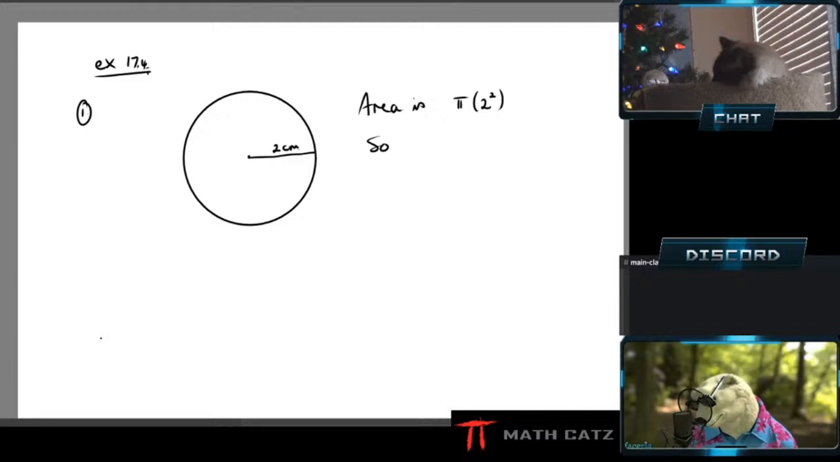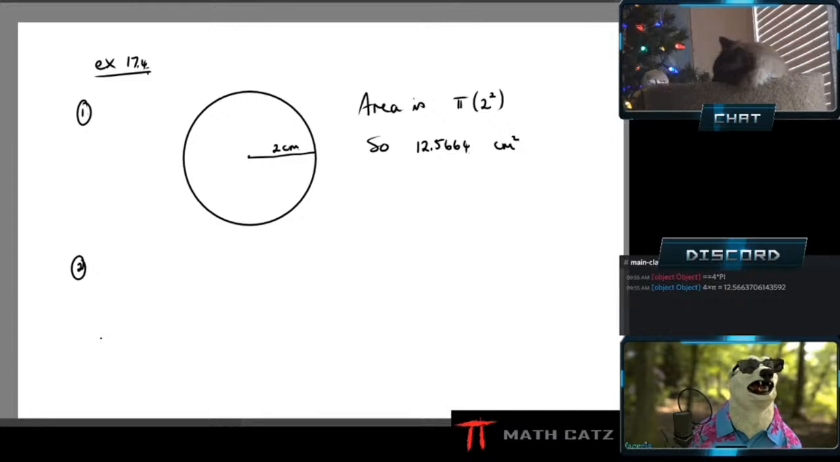Let's do it. I'll just say 4 times pi is, and let's round to 4 decimal places again, we get 12.5664, and it'll be square centimeters. That's simple enough. Not much we can do, right?